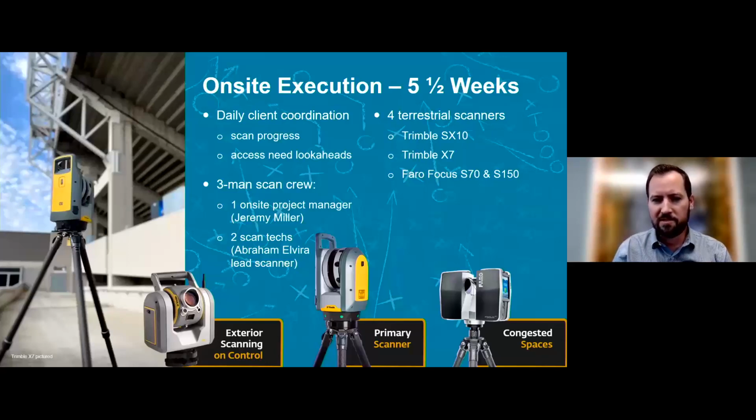We had a 3-man scan crew at all times. We had an on-site project manager and 2 scan technicians, using a total of 4 terrestrial laser scanners: a Trimble SX10, from left to right on the bottom of the screen, as well as a Trimble X7 laser scanner. We also were running 2 Faro Focus scanners, mostly for the congested spaces.